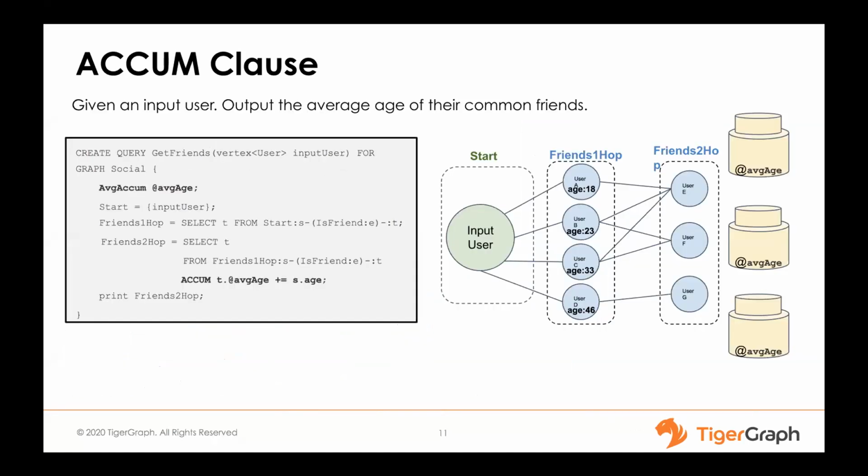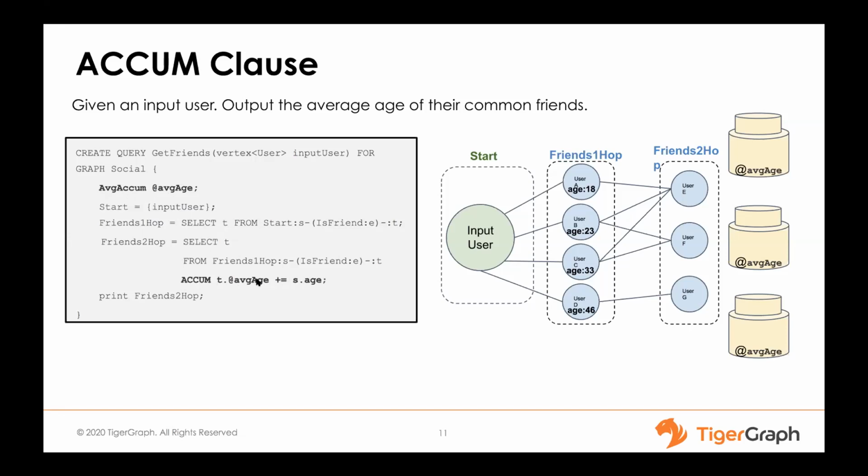Right, and then this is an example of how we assign value to local accumulators. So now this query outputs the average age of common friend. For example, the common friend between input user and user E is user A, B, and C, right? And now we want to figure out, for each second half friend, what is the average age of the common friend, okay? So now if we look at the query, we define the local accumulator called average accum.